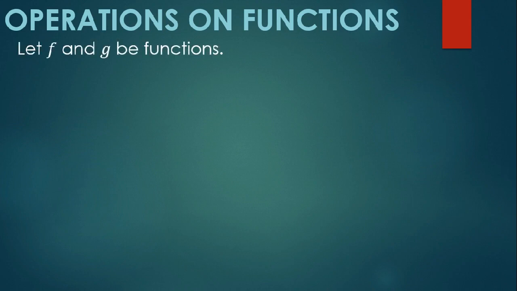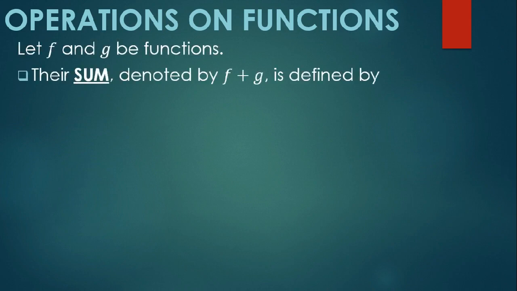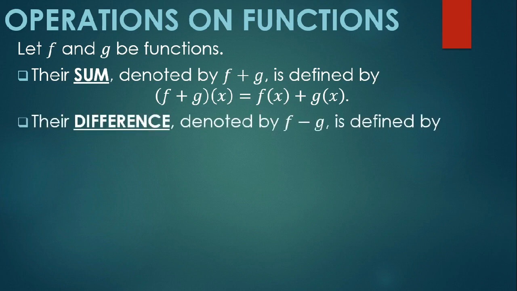Let f and g be functions. Their sum, denoted by f plus g, is defined by f plus g of x is equal to f of x plus g of x. Their difference, denoted by f minus g, is defined by f minus g of x is equal to f of x minus g of x.